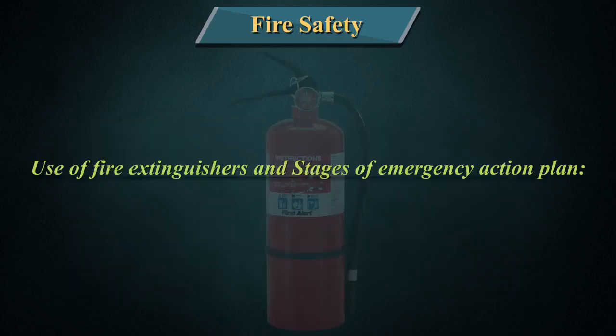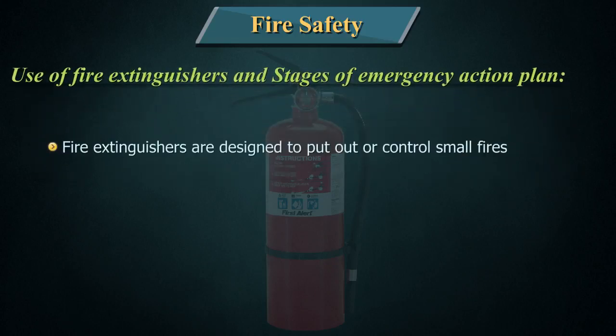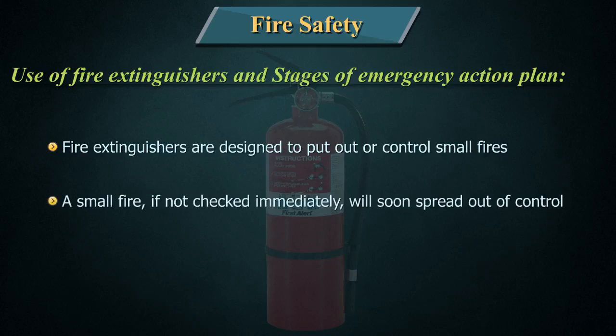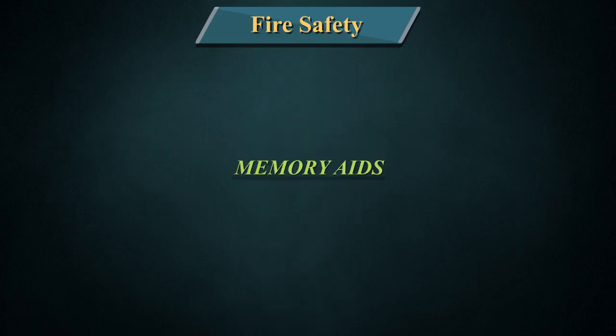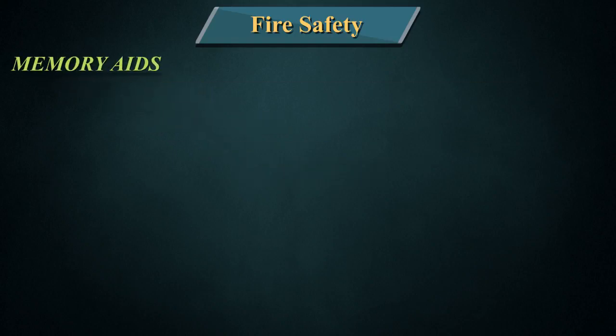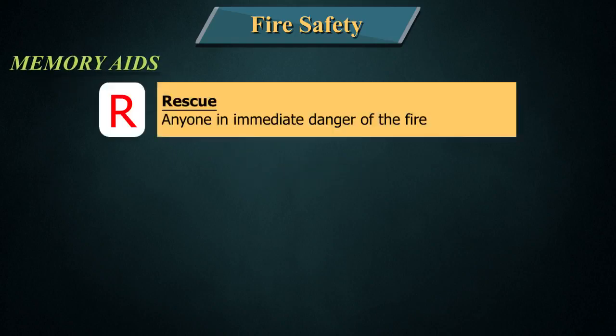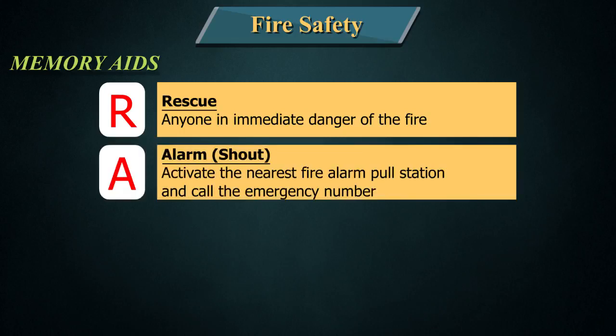Use of fire extinguishers and stages of emergency action plan. Fire extinguishers are designed to put out or control small fires. A small fire, if not checked immediately, will soon spread out of control. Memory aids. A few mnemonics to remember when there is a fire in your area is RACE, R-A-C-E. Rescue anyone in immediate danger of the fire. Alarm. Shout or activate the nearest fire alarm pull station and call the emergency number.